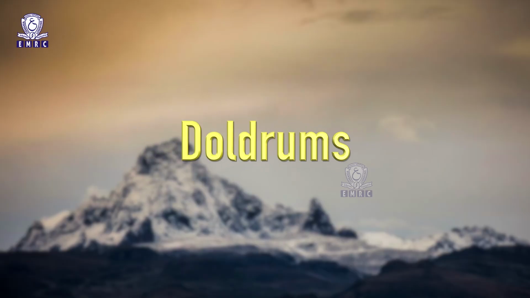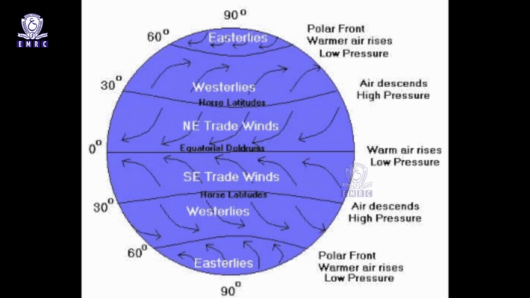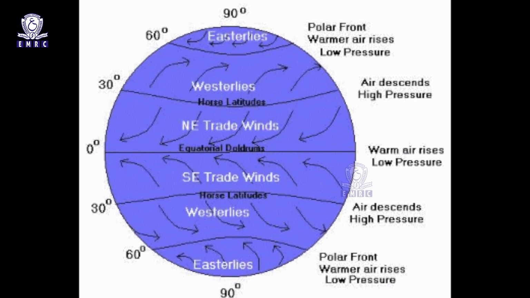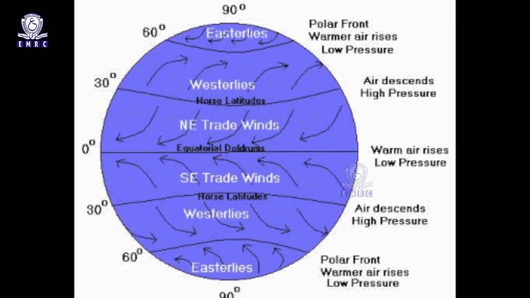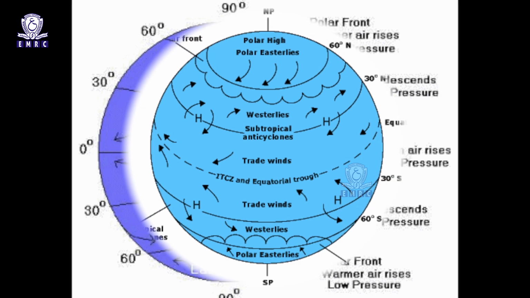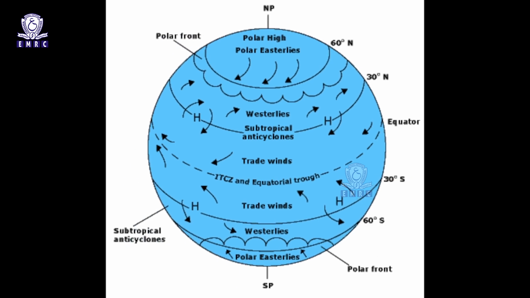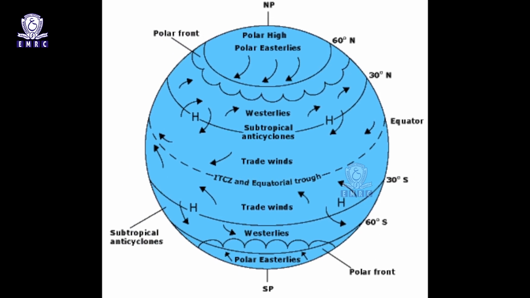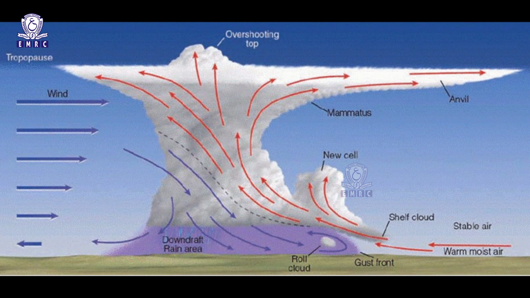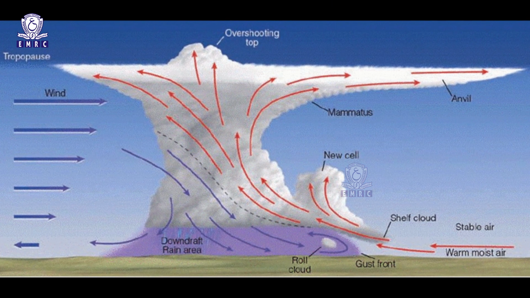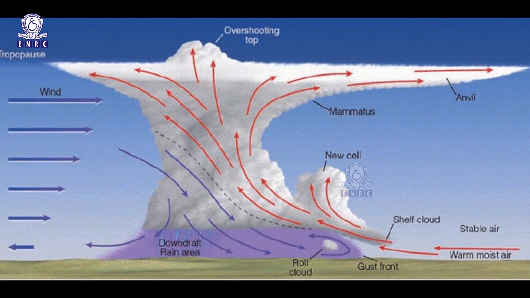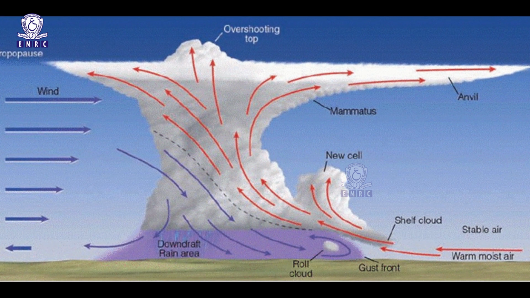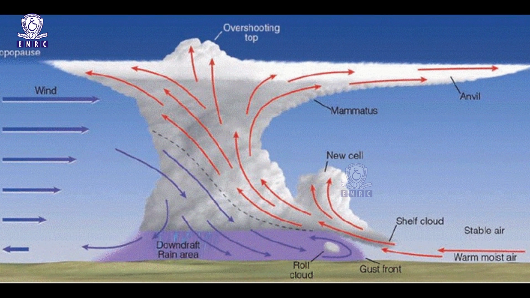Doldrums. A belt of low pressure, popularly known as the equatorial trough of low pressure, extends along the equator within a zone of 5 degrees north and 5 degrees south latitudes. This belt is called the belt of calm or doldrums because of the light and variable winds. It was believed that the doldrums is a regular feature all along the equator and is characterized by convective instability leading to cumulonimbus clouds and copious rainfall daily.